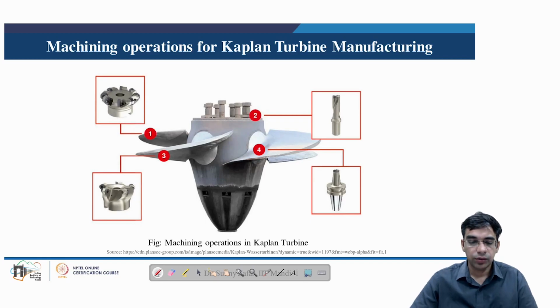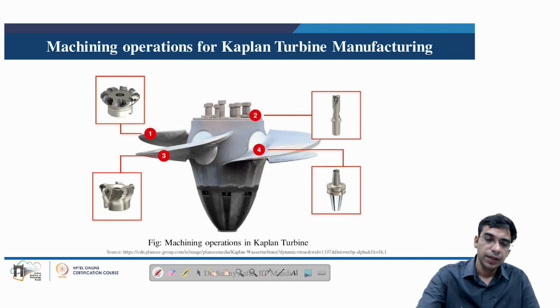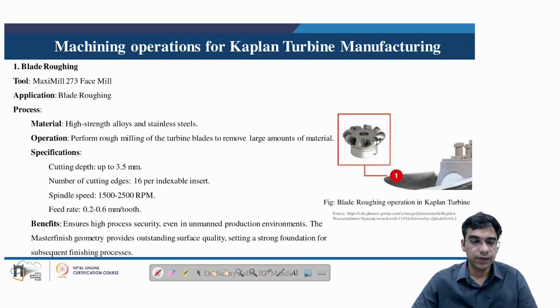So next we see how the machining processes are utilized for the Kaplan turbine, which is one of the popular axial flow reaction turbines. So in case of the Kaplan turbine, essentially machining is carried out at 4 components. So here we start with the blade roughening, where the MaxiMill is again used for blade roughening. So materials which are used to manufacture the Kaplan turbine involve high strength alloys and stainless steels. In the blade roughening operation, we perform rough milling of the turbine blade to remove large amounts of material.